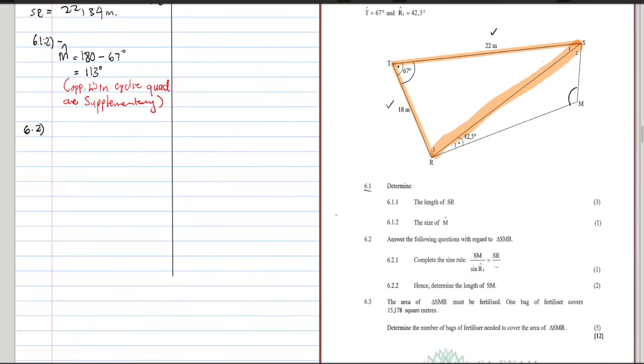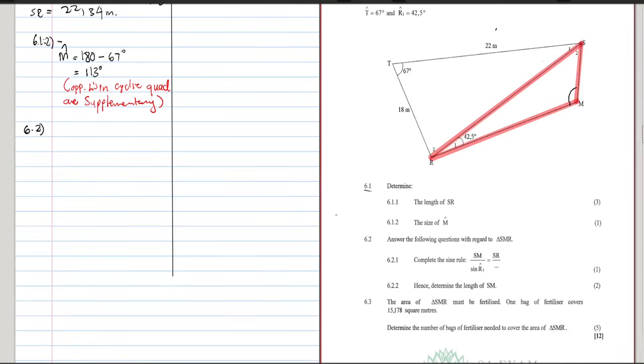6.2. Answer the following questions with regards to triangle SMR. Let's move away from that triangle now. We're now shifting our focus to a new triangle. They call it SMR. It's this one, SMR. Okay, complete the sine rule.